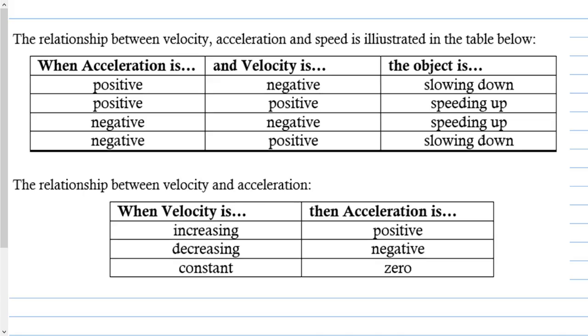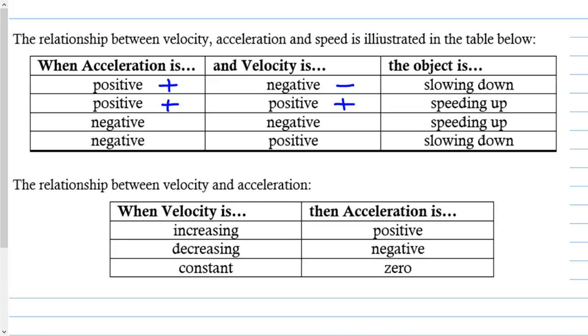Okay, so the relationship between velocity, acceleration, and speed is this. Whenever acceleration is positive, and I'm going to do this with signs because it's just easier, and velocity is negative, when their signs are different, this object is slowing down. So again, if acceleration is still positive, but velocity is also positive, so if the signs are the same, positive velocity, positive acceleration, then our object is speeding up.